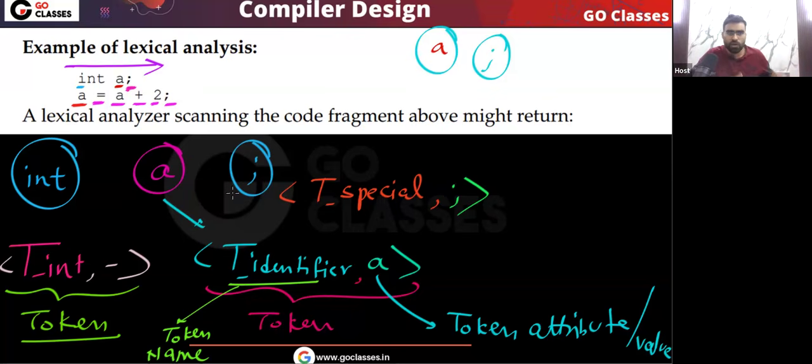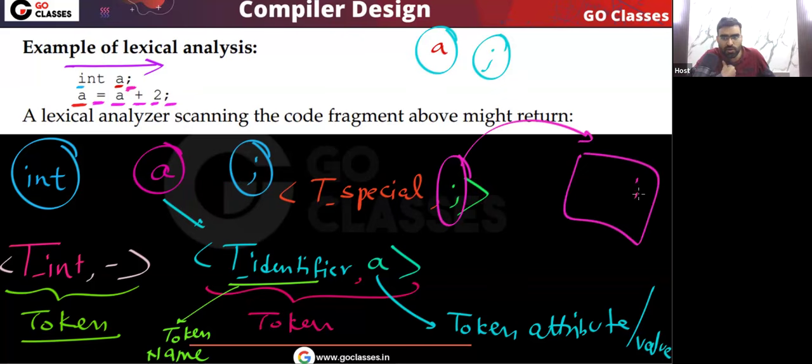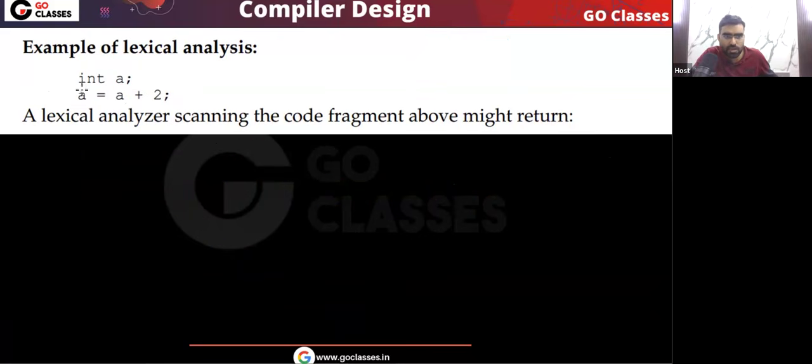For example, what some compiler can do: instead of putting this value here, you can put this value in the symbol table, and put that index here. Is this point clear? See, some compiler can do like this.